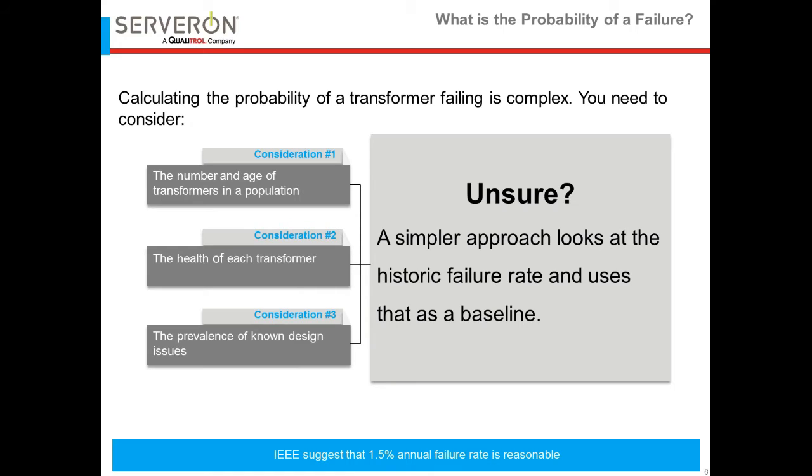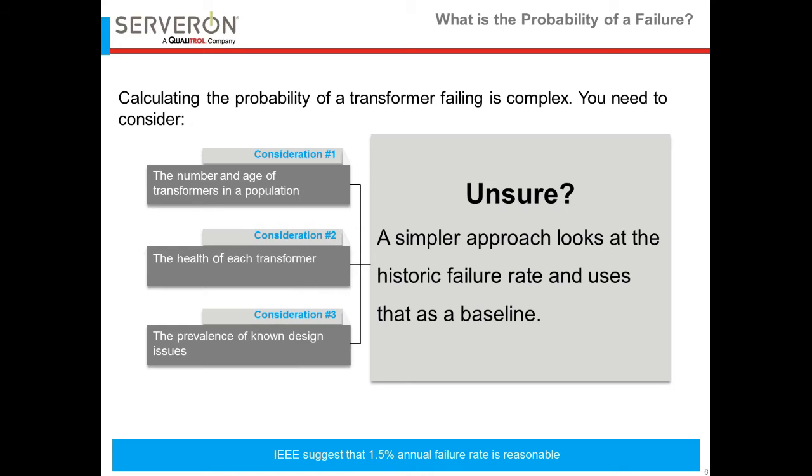So we do know that some transformers, due to design issues or due to the fact that they were designed many decades ago when knowledge was not as good, that may need to be taken into consideration. In a case where that is difficult, or perhaps because of loss of knowledge within the utility impossible, then a simpler approach, and one which is recommended by IEEE, is that you would simply look at the historic failure rate and use that as a baseline.